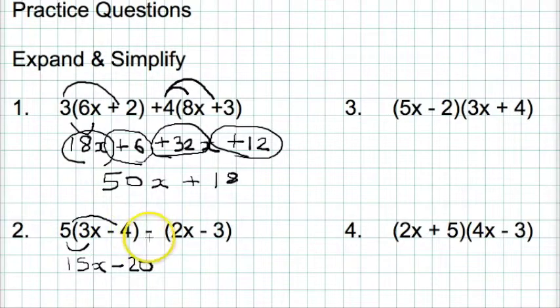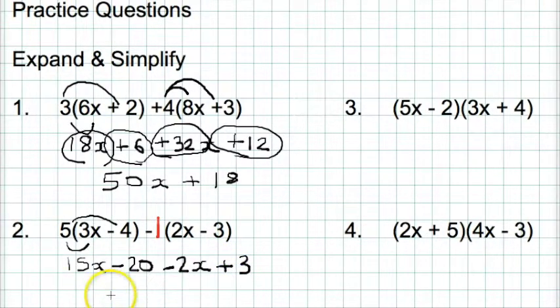Now this time we've got to assume, because there's not a number outside of the bracket here, that that number is the number 1. So if I just fit in a 1 there in red, now we can multiply the second set of brackets out. Negative 1 times 2x gives us negative 2x. And then negative 1 times negative 3 is going to give us a positive 3.